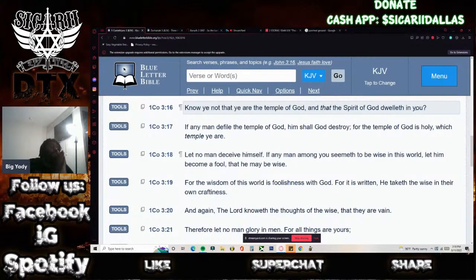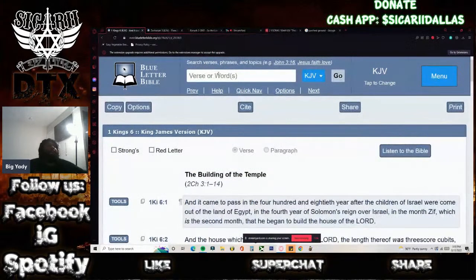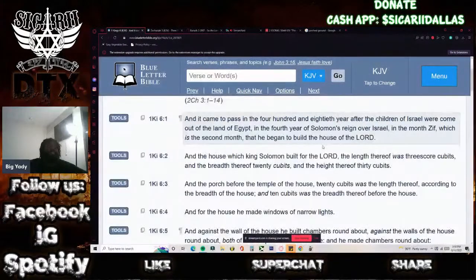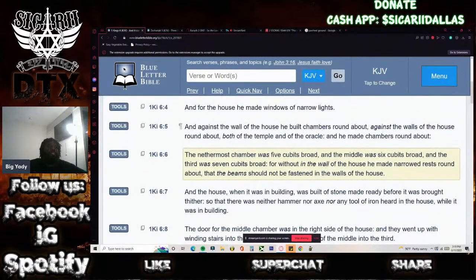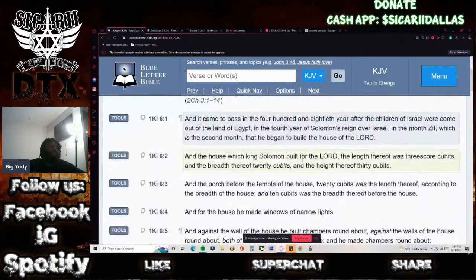Because the thing is, there was no sound of a hammer inside of the temple when it was being built. Matter of fact, let's get that. I think that's 1 Kings 6. Kings 6, built the temple. Yeah, I'm going to start at verse 1 to get the context.